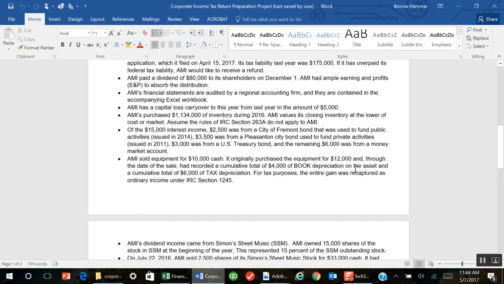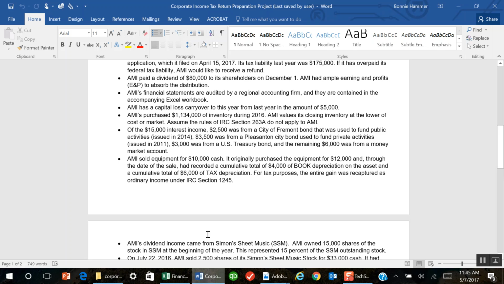Our book basis, we know, is $8,000, but our tax basis is $12,000 minus 6, or $6,000. So our tax gain is $10,000 minus the $6,000 tax basis, and so our tax gain is $4,000, whereas our book gain was only $2,000. So we have a $2,000 book tax difference associated with this sale of equipment. And that means we're going to have $2,000 more of income for tax purposes than we did for book.